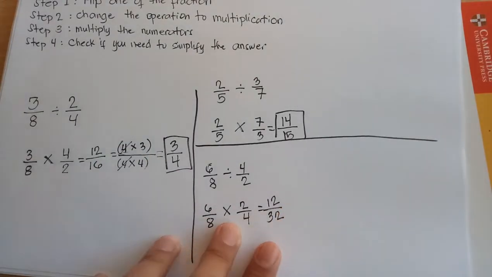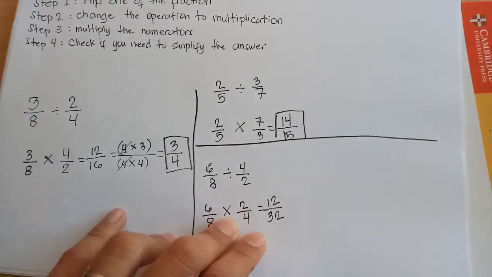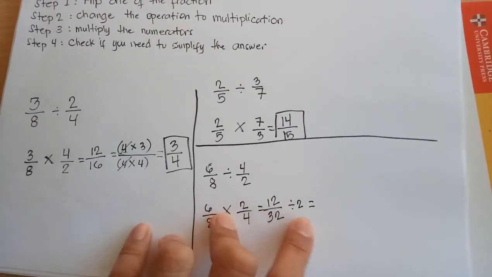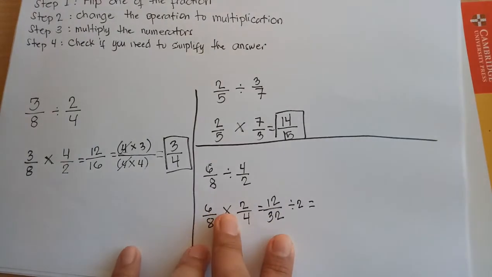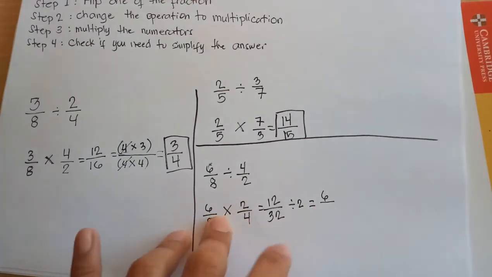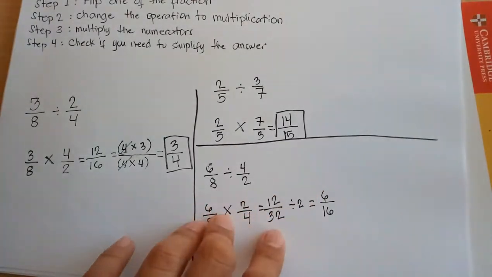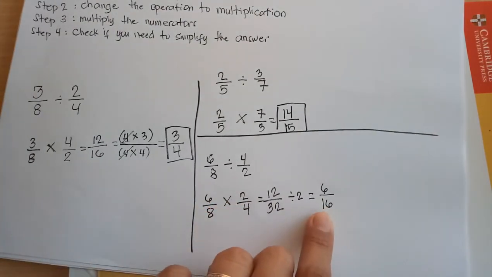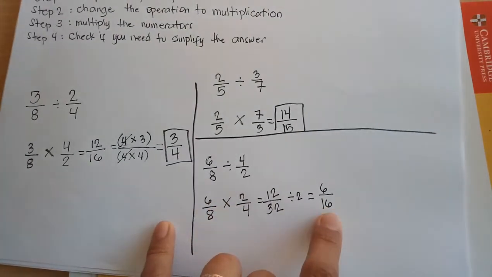We can use 2 to divide 12 and 32. Now 12 divided by 2 equals 6. Now 32 divided by 2 equals 16. Now we have the answer 6/16. Now think, is this our final answer, or can we still simplify this?